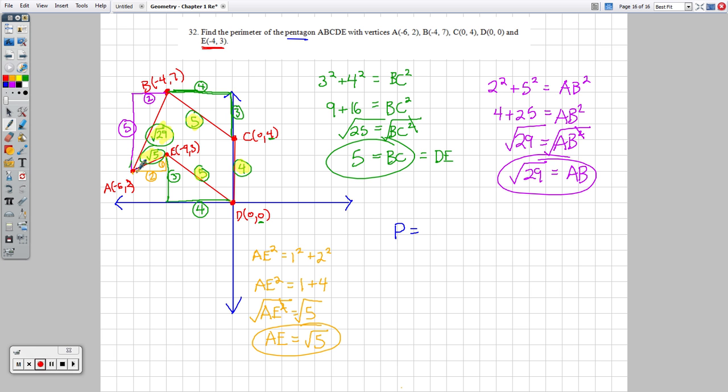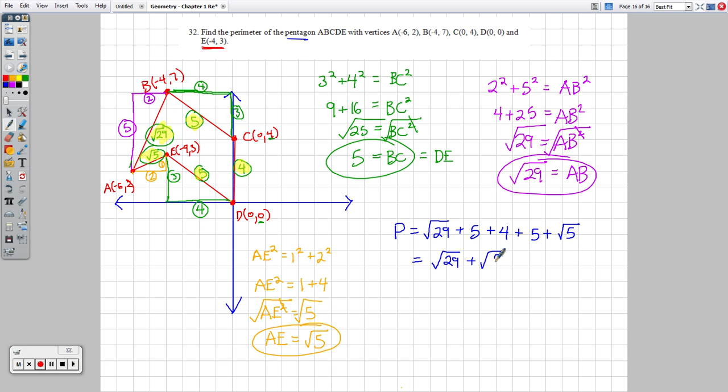So you got the perimeter is going from here to there is a square root of 29, from A to B. From B to C is 5. From C to D is 4. From D to E is another 5. And then from E to A is the square root of 5. So I can combine the integers together, but I would have to leave square root of 29 and square root of 5 separate. Those are not like terms in a sense.